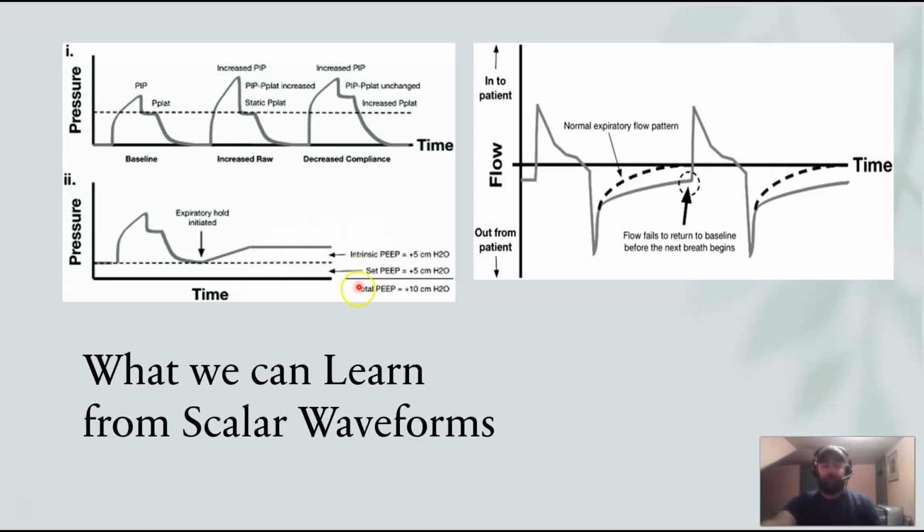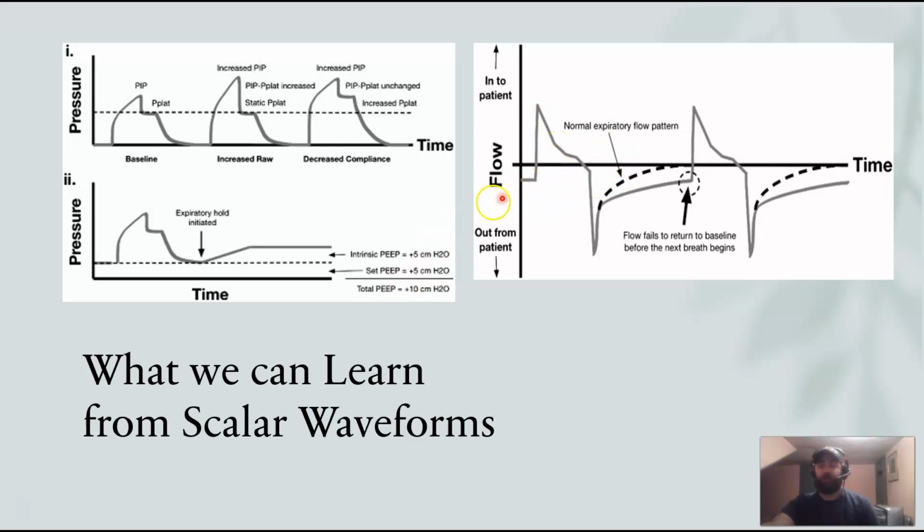Okay. So with intrinsic PEEP, you have your set PEEP here, so that's your +5. So if there is air trapping occurring, that waveform is actually going to be higher than your set PEEP. So if your intrinsic PEEP is +5, and your set PEEP is +5, then your total PEEP is actually going to be +10.